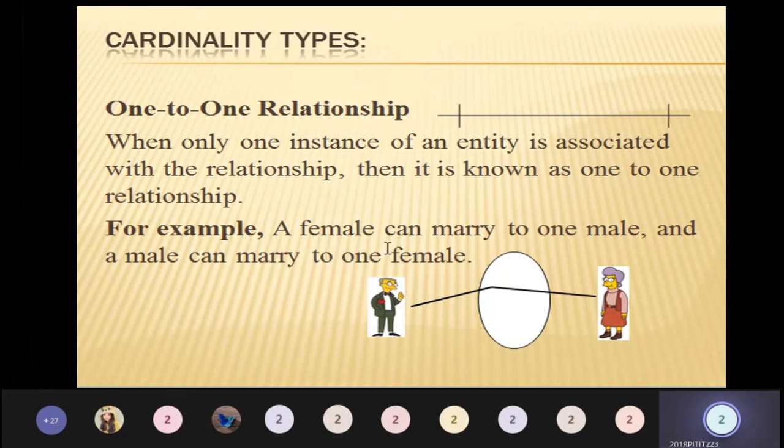A female can marry one male and the male can marry one female. So this is the example of the one-to-one relationship. It can be represented by this symbol. When you are using a one-to-one, it can be represented by this symbol. And this is an example of the one-to-one relationship.